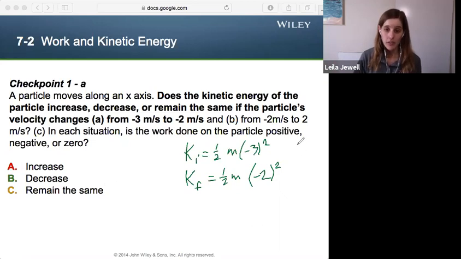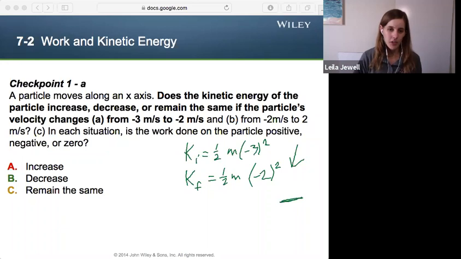So what happens to the kinetic energy in A? It's going to decrease. What about in B, when we go from -2 meters per second to +2 meters per second? Well, once again, negative gets squared because we only care about the speed here. So if you're going from a speed of 2 meters per second to a speed of 2 meters per second, it's the same overall kinetic energy. You might have to do work to change the velocity, but the kinetic energy overall, even if it has changed in the middle, is still the same at the beginning and the end, and we're able to focus on those endpoints. So for part B, it's going to stay the same.